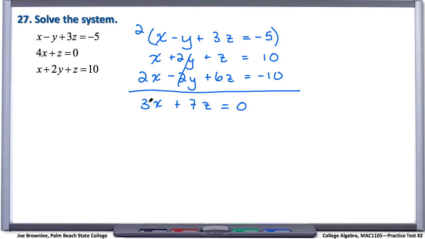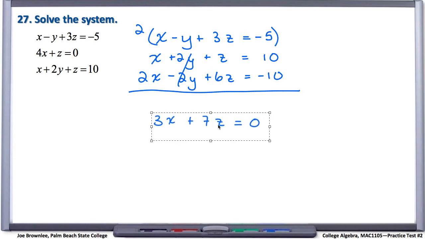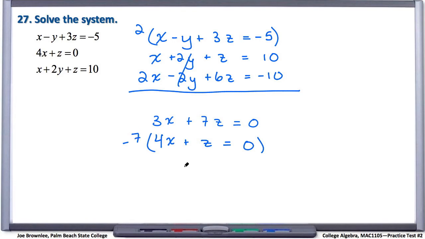So let's line these two up. And to make it a little clearer, I'll move this down a little bit. And we'll have 4x plus z equals 0. Again, we want to use elimination, so we have to decide whether we're going to get rid of the x or the z. In this case, I think I'm going to get rid of the z because it's going to be easier. We only have to multiply the second equation. If we have a positive 7z here, we want to have a negative 7z here. And to get that negative 7z, we need to multiply the entire equation by negative 7.